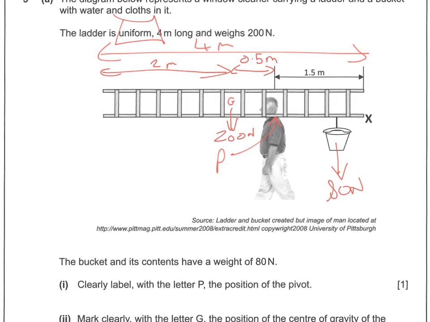Okay, so we've got 200 acting down 0.5 from the pivot, and we've got 80 acting some unknown distance here from the pivot, which we will mark in as D.